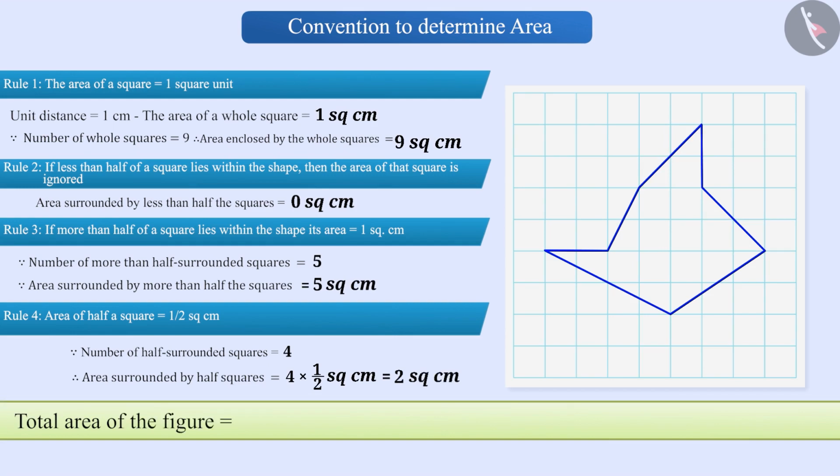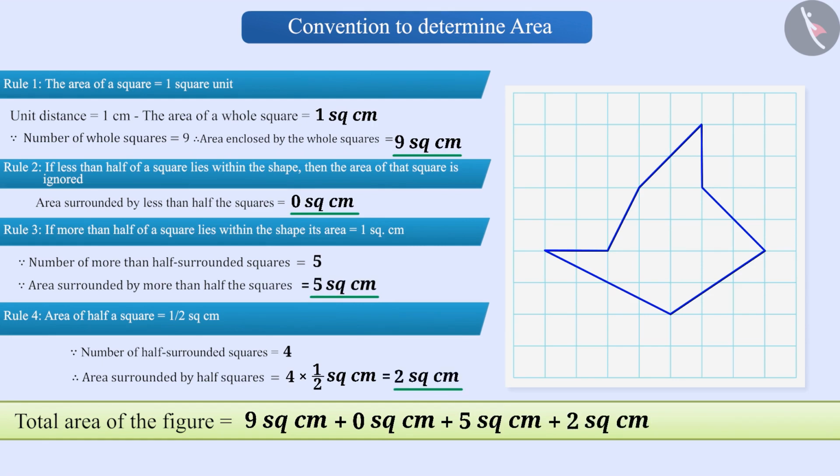In this way, the total area of the shape is 9 square centimeters plus 0 square centimeter plus 5 square centimeters plus 2 square centimeters, which is equal to 16 square centimeters.